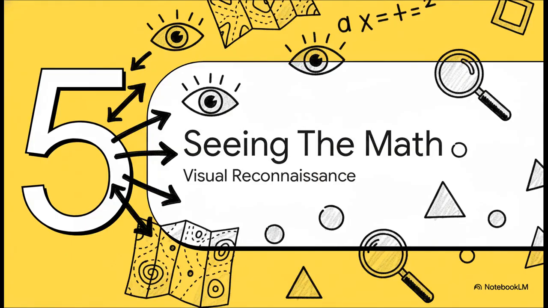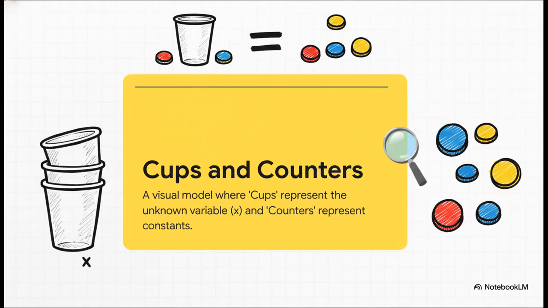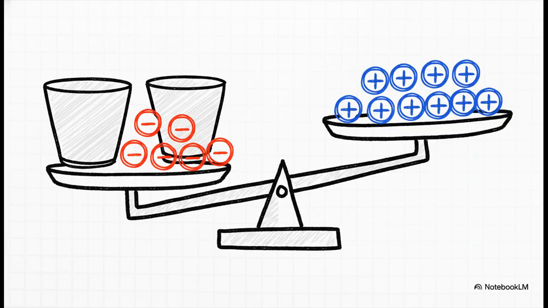Okay, let's try looking at this from a totally different angle. Section 5, seeing the math. For all you visual learners out there, sometimes actually seeing the problem can make everything just click. Time for a little visual recon. We can actually model our equation using simple objects. So let's imagine that every x is a cup. We don't know what's inside it yet, right? It's a mystery. And every regular number is just a simple little counter or chip. So our equation 2x minus 5 equals 15 would look like this. 2 mystery cups and 5 negative counters on one side of a scale, balanced by 15 positive counters on the other.